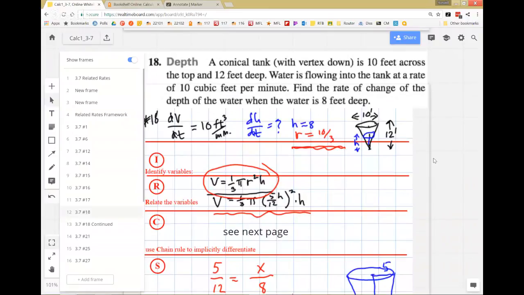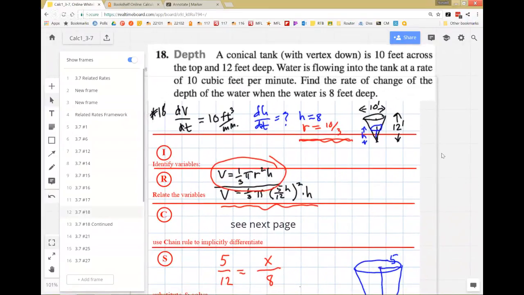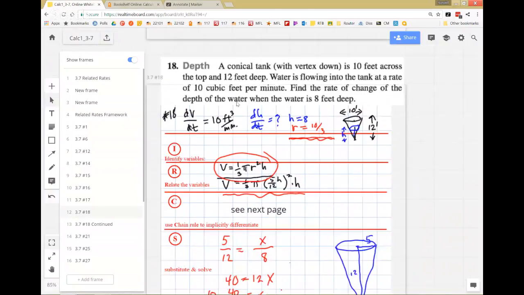Water is flowing into the tank at the rate of 10 cubic feet per minute. So that's the rate of change of the volume, this dV/dt up here in the corner. Find the rate of change of the depth, the height. So there's my unknown, dh/dt, when the water is 8 feet deep. So at this particular time, h equals 8.